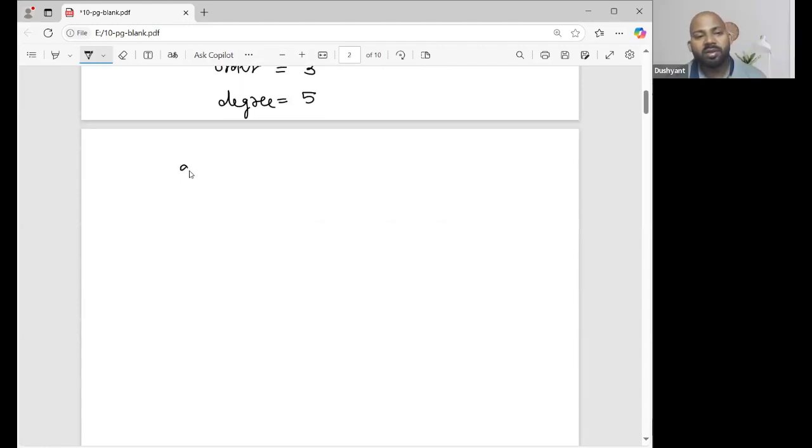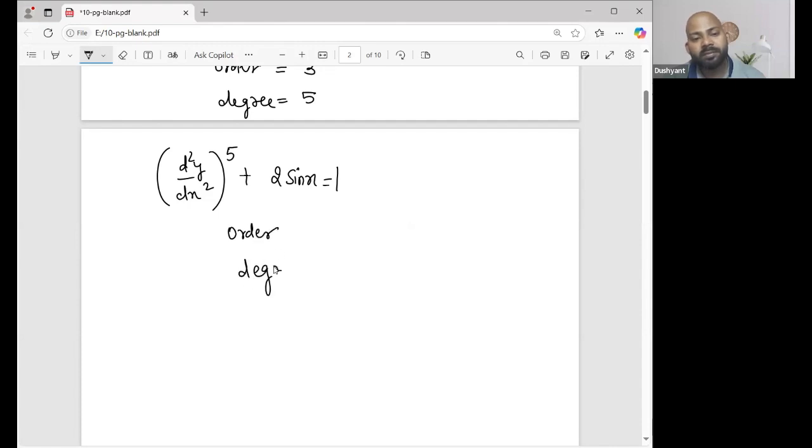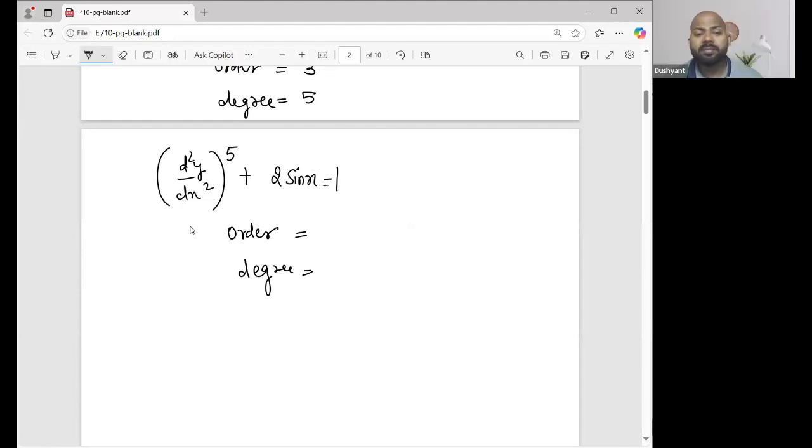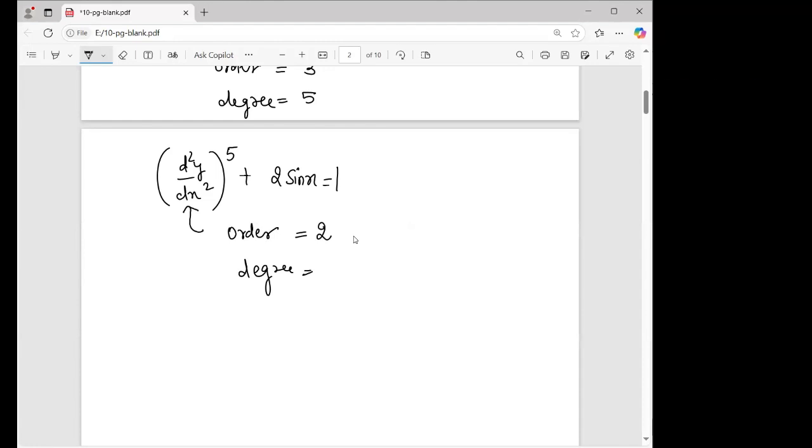If I have d square y over dx square, its power is 5, plus 2 sine x equals, let's suppose, 1. What is the order here? What is the degree here? The order is 2, the second order derivative, and the degree is 5.